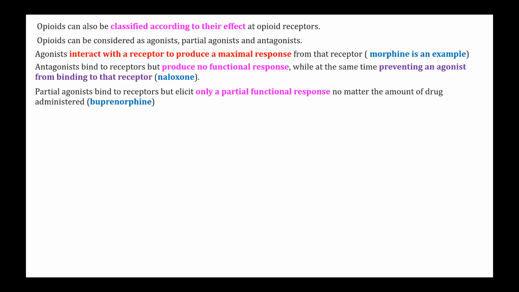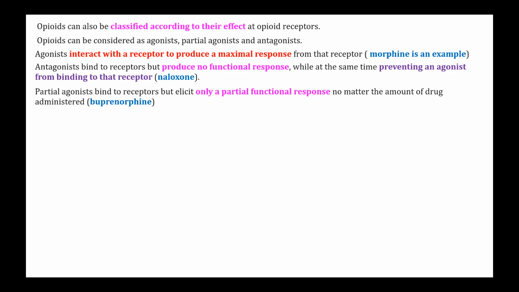But what is the difference between morphine and buprenorphine, when you call them agonist and partial agonist? What is the major difference only between morphine and buprenorphine, which are called agonist and partial agonist?